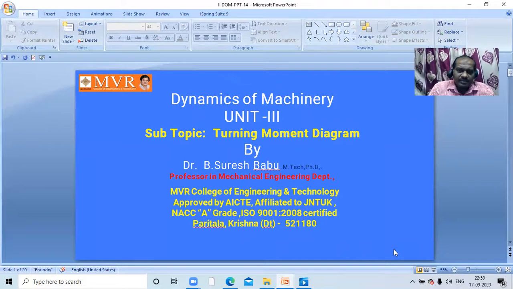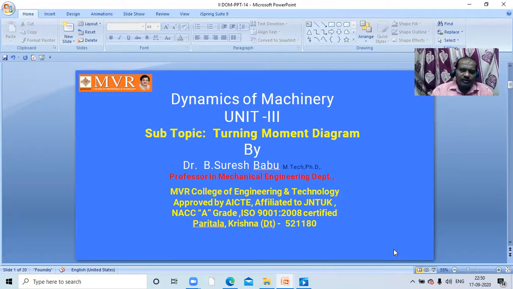In this class, I am going to draw the turning movement diagram and understand how the data is useful to draw it and to know the energy, that is, the energy that is developed in an engine. Now we will go into that concept.